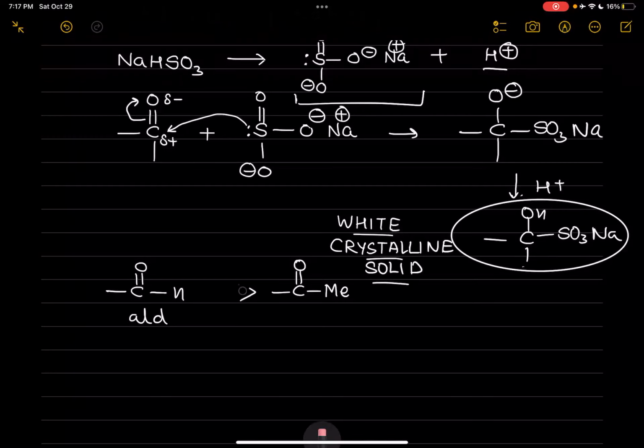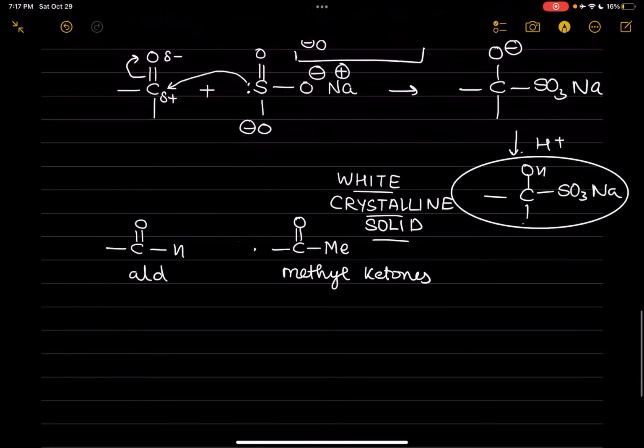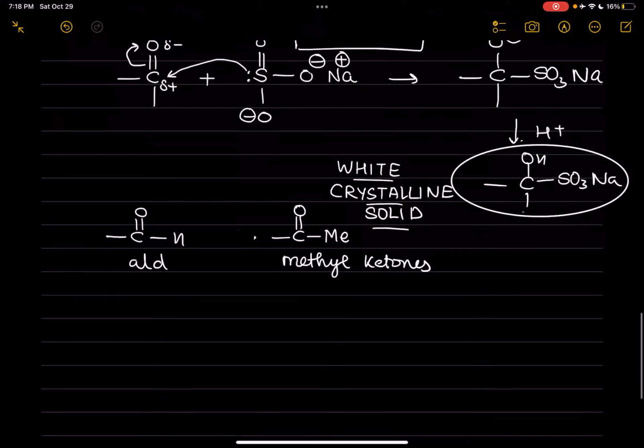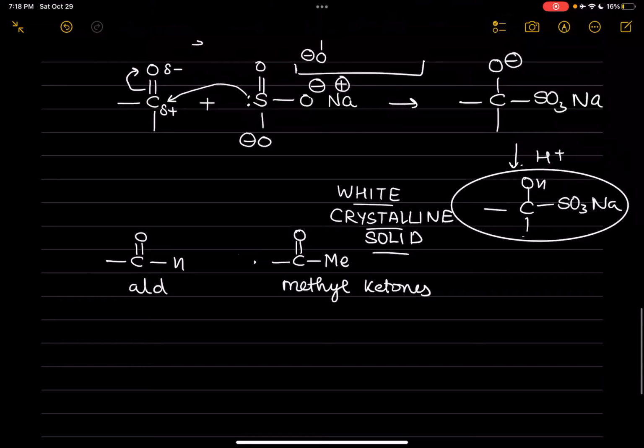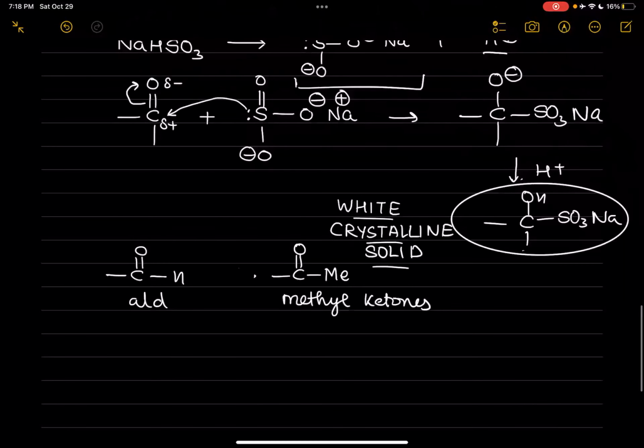So methyl ketones and aldehydes are going to form this white crystalline solid, not the large ketones. You understood now what it means? Yes, sir. At least one side you need to have a methyl. So they can react, and once they react, you will see the white precipitate forming over there. That's the main thing.